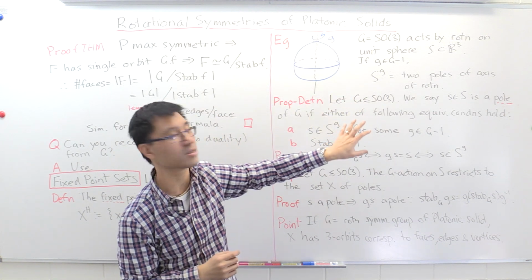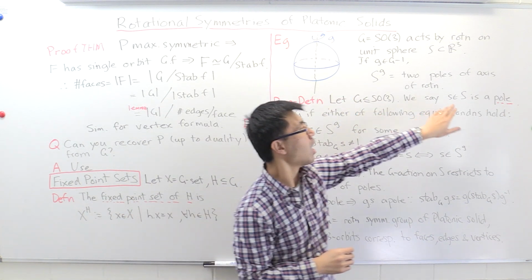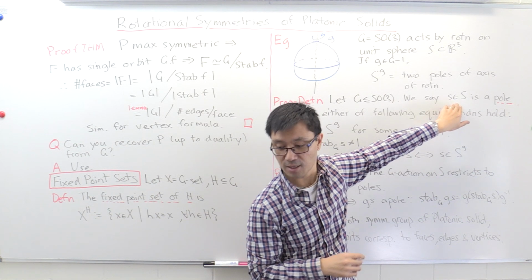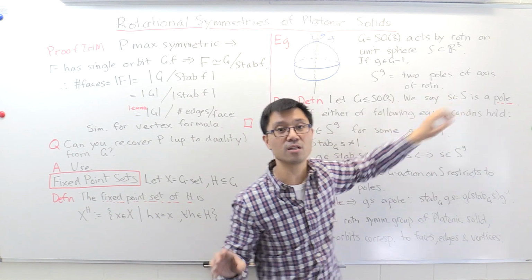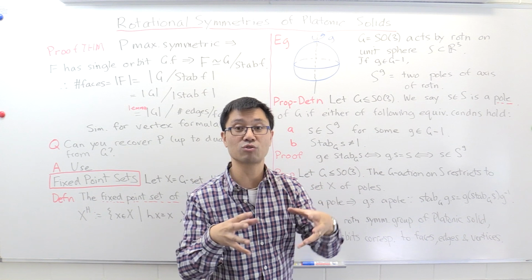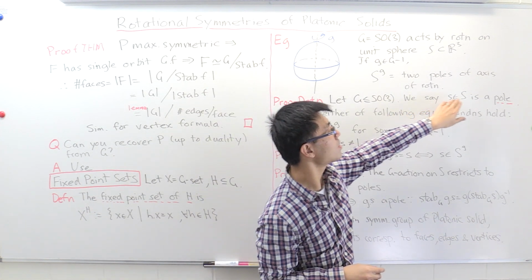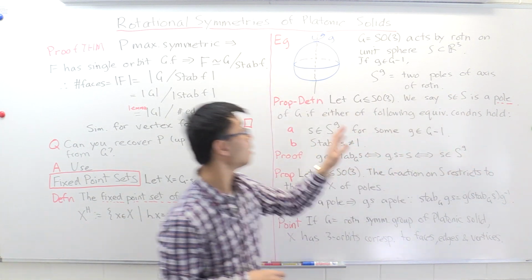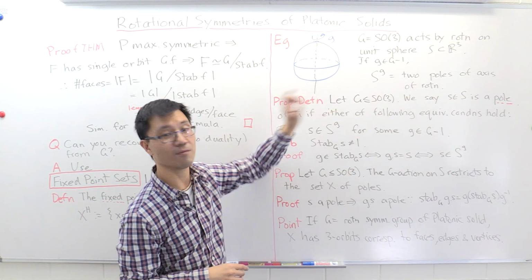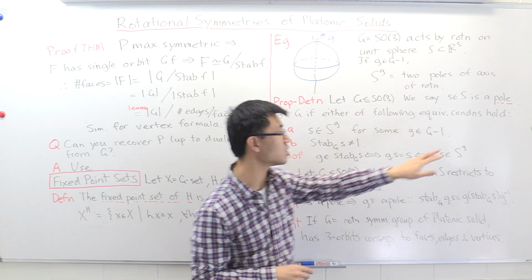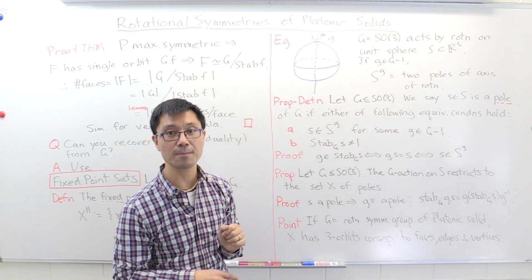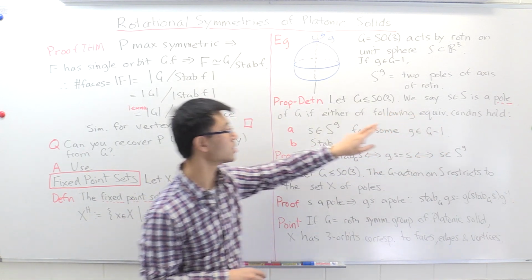So here's our proposition definition. We're going to look at the unit sphere. I guess for each of these Platonic solids, you can find a circumscribed sphere. And we're going to say an element of that unit sphere is a pole of this group G if either of the following equivalent conditions hold. So here are two conditions, A and B.